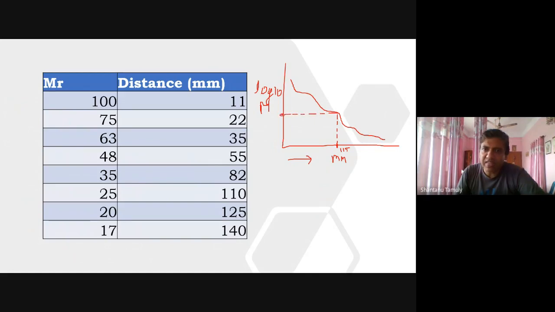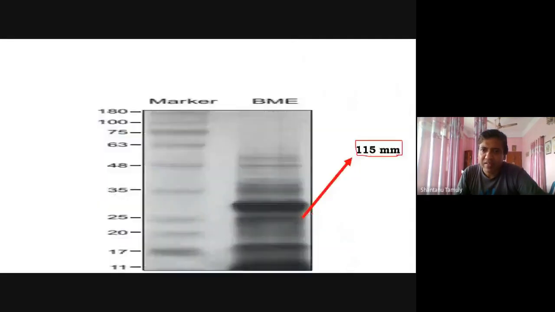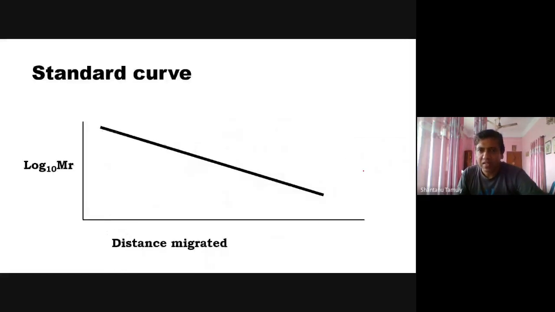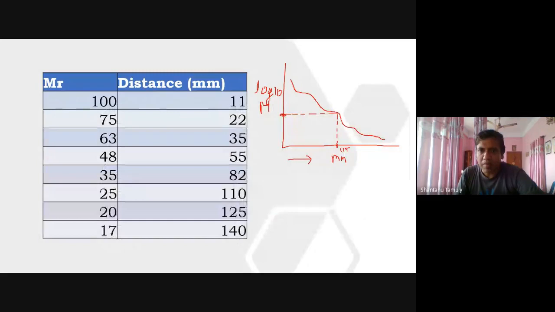So now, wherever it is touching, that point is the log of molecular weight. So you understand that this particular band, which has traveled 115 millimeters, will have this much log of molecular weight. Then you can take the antilog and find out the actual molecular weight.